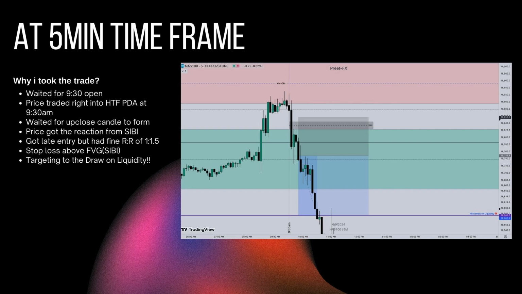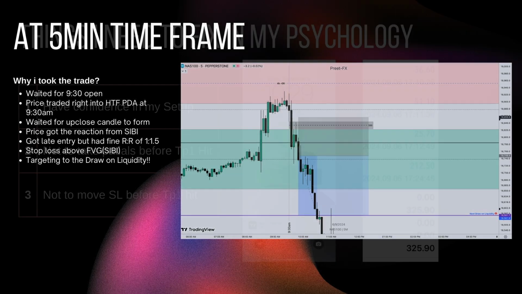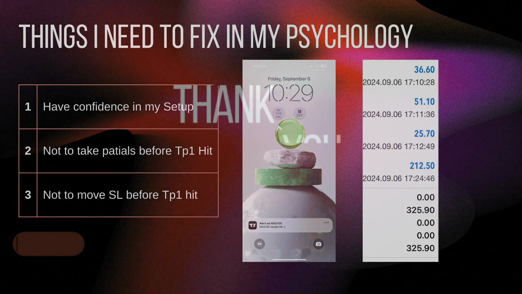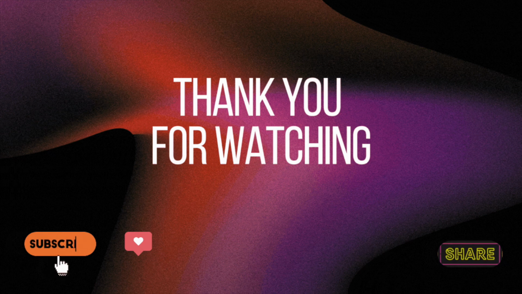I got late entry, but I still managed to enter into trade because my risk to reward was fine. Placement of stop loss was right above CB and I placed my target on draw on liquidity, and I was able to capture these profits. My target was hit, but it kind of reduced my total anticipated profits, just because I have some things to fix in my psychology.